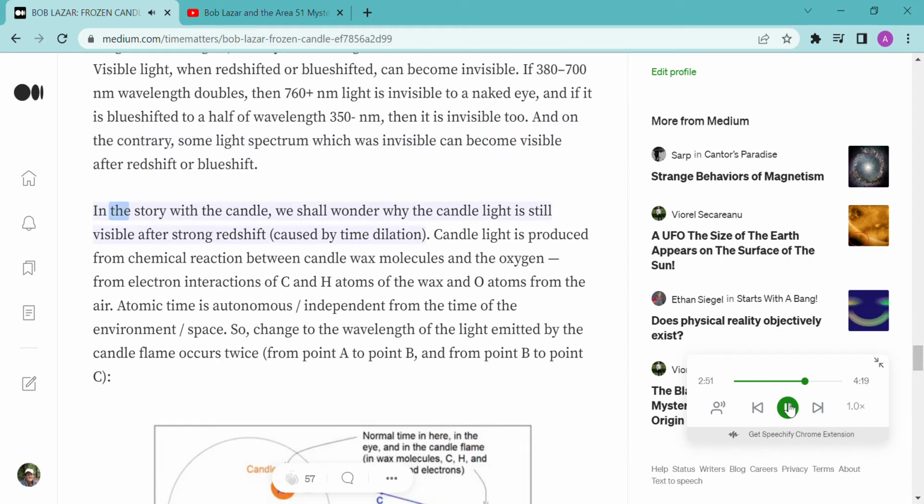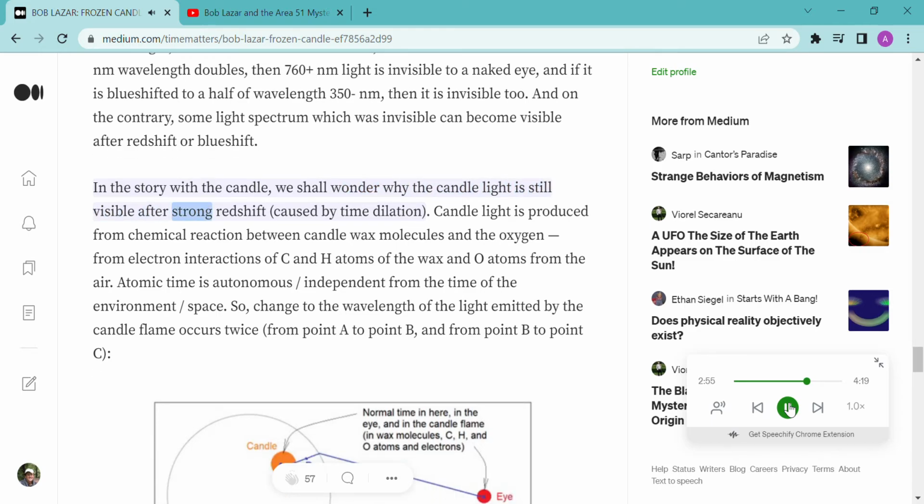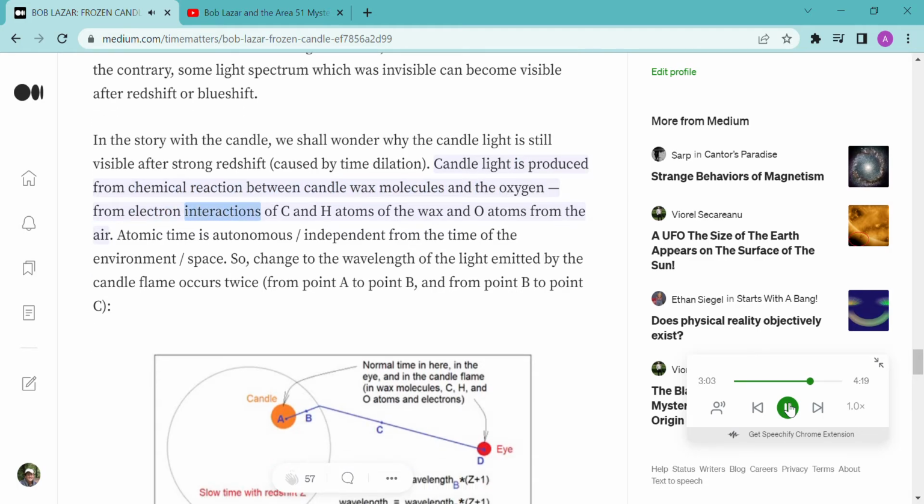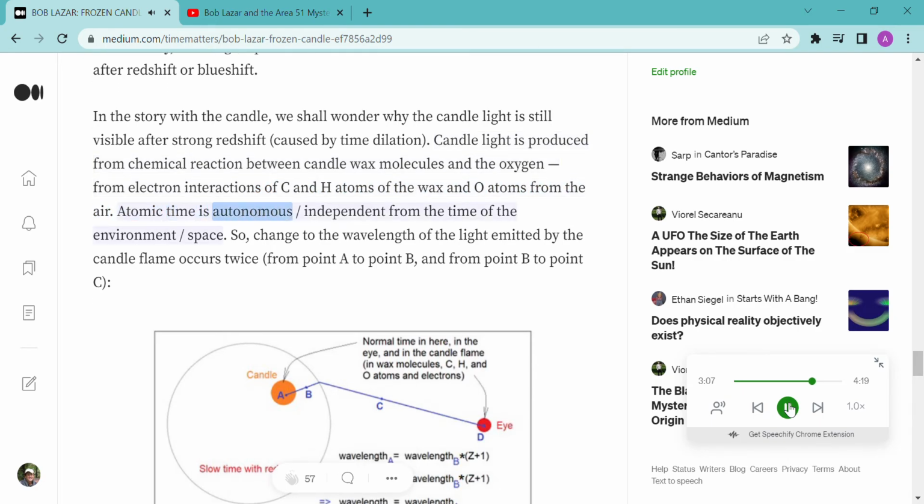In the story with the candle, we shall wonder why the candle light is still visible after strong redshift caused by time dilation. Candle light is produced from a chemical reaction between candle wax molecules and the oxygen, from electron interactions of C and H atoms of the wax and O atoms from the air. Atomic time is autonomous, independent from the time of the environment, space.